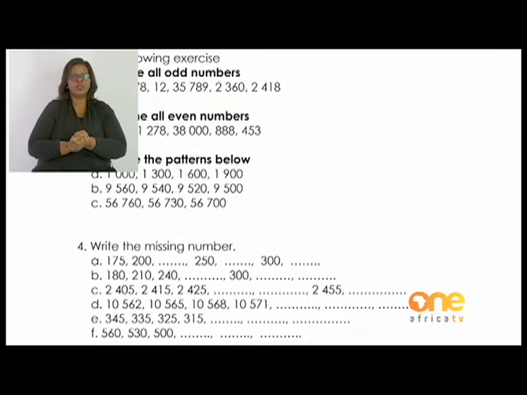Then on number 4, you are putting missing numbers. You are supposed to start the pattern and see whether it is increasing or decreasing. If you start with 175, then you go to 200. You see that it's going up. But you are supposed to see that it is going up by 25. If you say 200 minus 175, you get 25. So you are supposed to add that same number for you to finish the work. I think everything is done. There is a memo for you to see whether your answers are correct or wrong.